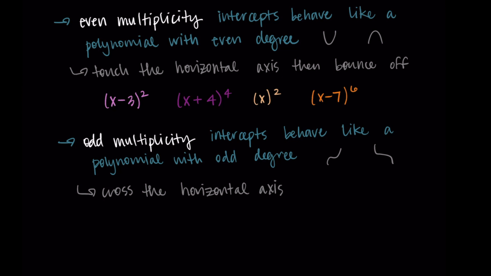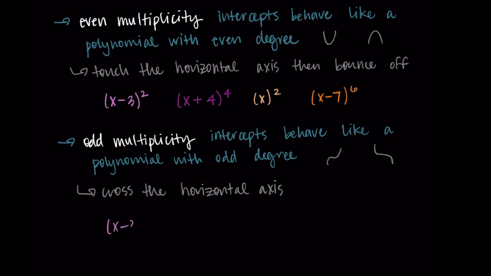Then odd multiplicity intercepts are going to behave like a polynomial with odd degree. So this is like our x or our x cubed. So at that horizontal intercept, it's going to cross the axis, and it might flatten out at that axis depending on what's going on. So these types of horizontal intercepts cross the horizontal axis rather than just touching it.